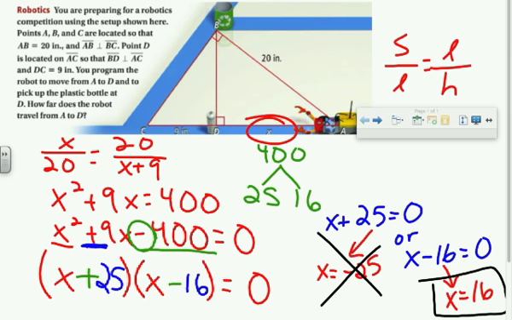X is 16. And the question was asking me, how far does the robot travel from A to D? That is, in fact, the value of x. So we're done. It's 16 inches.